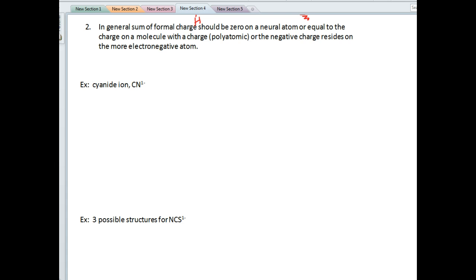Let's deal with, first off, the cyanide ion, CN1-. We have to draw the Lewis structure for this first. We only have 2 atoms, so we have a carbon and a nitrogen. Carbon has 4 valence electrons, nitrogen has 5, and we have the 1-, so we're adding in 1, so we have a total of 10 electrons to deal with. Single bond.